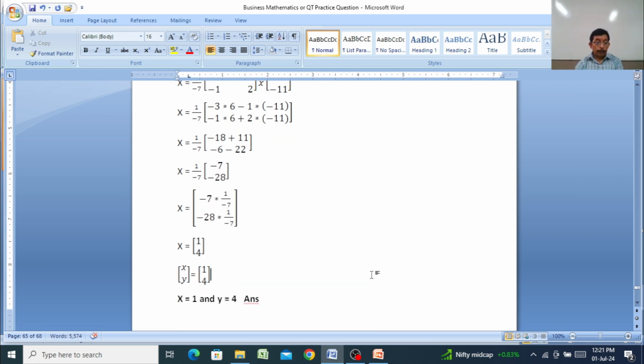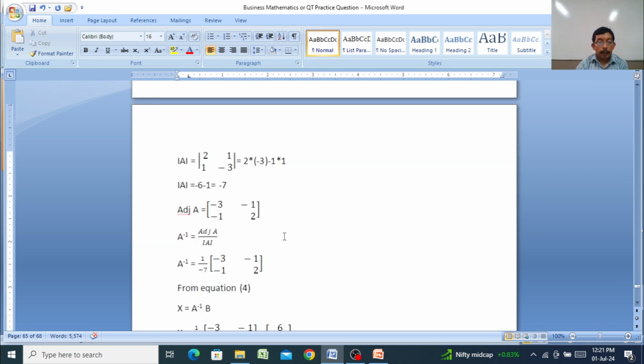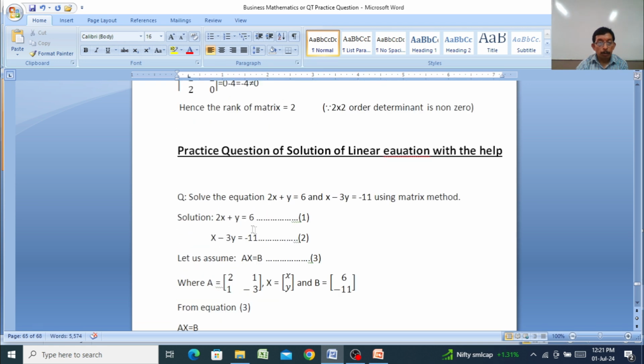Also check whether your answer is right or wrong. Put the value of x and y in the given equation. X is equal to 1 and y is equal to 4. Put x is equal to 1, y is equal to 4: 2 times 1 is 2 plus 4, 6. Satisfies the equation. Also put in the second equation x is equal to 1, y is equal to 4: 3 times 4 is 12, minus 12 plus 1, minus 11. Then both equations are satisfied.